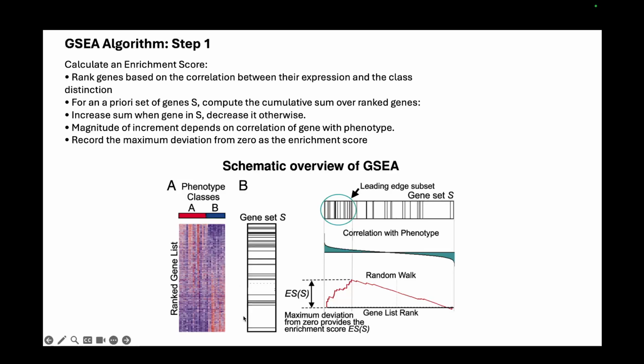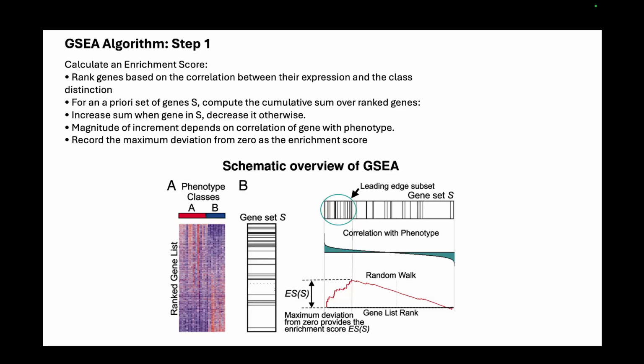So you have a ranked gene list. Not all the genes in this list are present in the gene set, so these lines denote where the genes of the gene set are present. What you do is a random walk: you add if the gene is present in the list, you subtract if the gene is not present, and you get a value. If you plot the values of all the cumulative sums, you get a distribution like this, where the maximum deviation from 0 gives you the enrichment score.